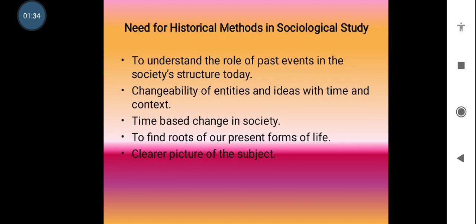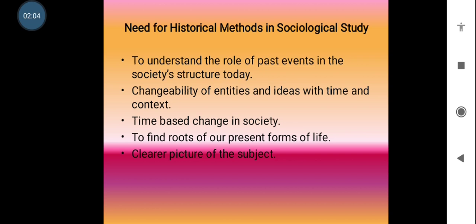The need for historical methods in sociological study. To understand the role of past events in the social structure today, we need to understand the past structure of society in relation to the present. Next is the changeability of entities and ideas with time and context. So how entities and ideas change periodically, from time to time.